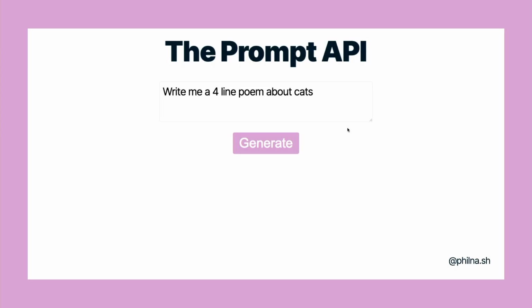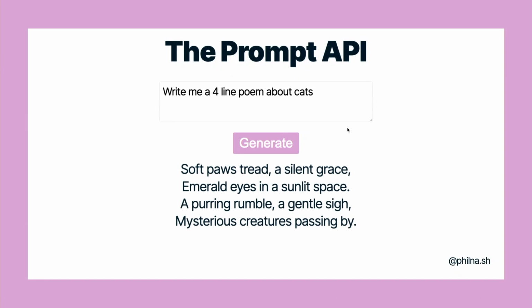We can check that. Let's see if it's working. So it's running there in my browser, writing me a 4-line poem about cats. Soft paws tread, a silent grace. Emerald eyes in a sunlit space. It's beautiful, isn't it? I really should get Bubbles to read it out one time.